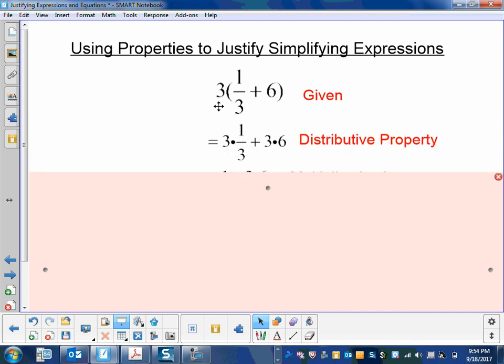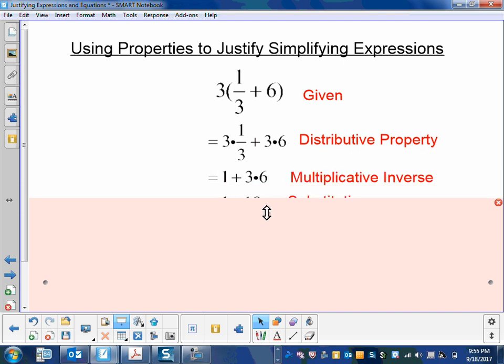I then took the 3 and distributed it to each term. So my justification would be the distributive property. I then took 3 times 1/3 and got 1. This is an example of the multiplicative inverse.